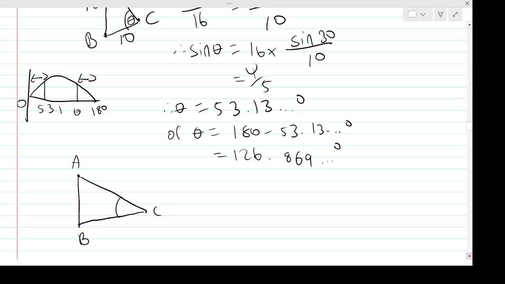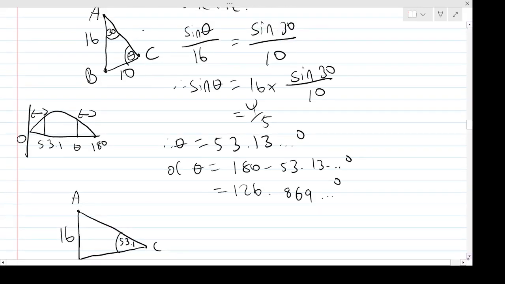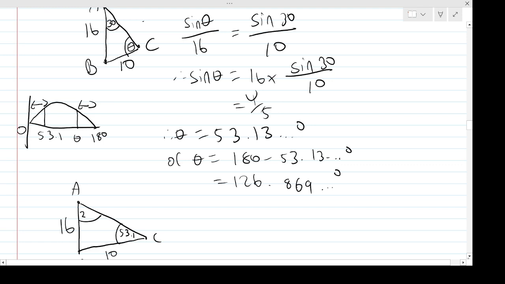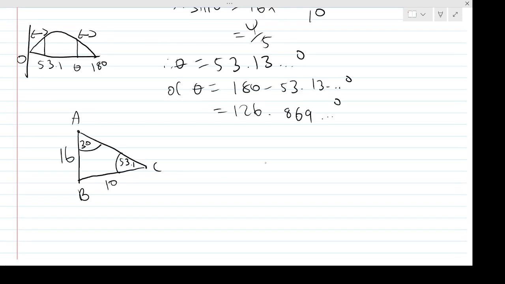So that angle when theta is 53.1, say. So that's 10 here. This is 16. Right, and that's 30. Or we'd get this sort of triangle. So AB again is here. And 10. So then it would look perhaps a bit like this.